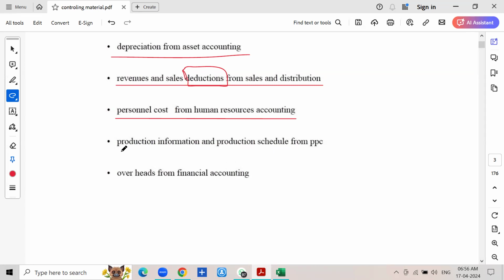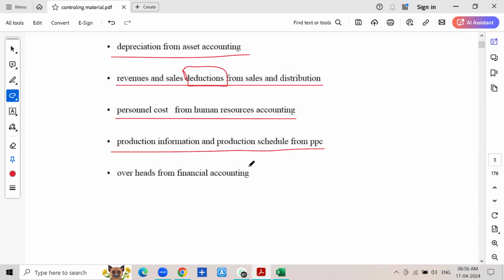Then the production information and the production schedule information is transferred from production planning and control. Then from plant maintenance, the repairs and maintenance expenses will be transferred from plant maintenance to general ledger. From the general ledger, they are transferred to controlling. Then all the quality management related expenses also will be transferred from the quality management module to general ledger. From the general ledger, they will be transferred to controlling. Like that, the majority of the expenses will be taken from different modules in SAP.